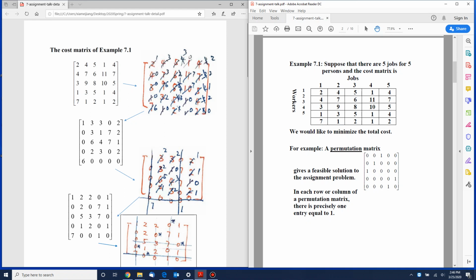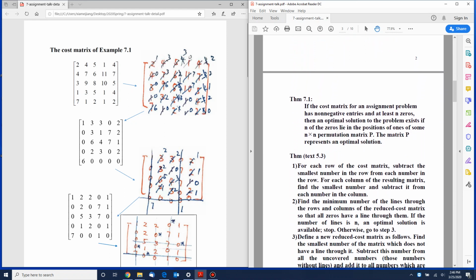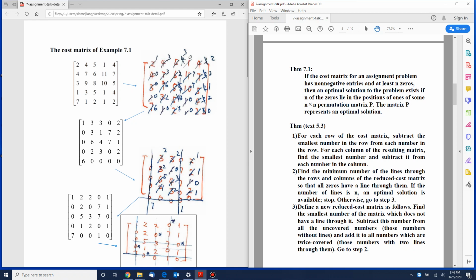Okay, so now for this one, in example 7.5, I wrote the cost table as a matrix, a 5 by 5 matrix, on the left. And what we do is work on this cost matrix as follows, following the theorem in the text 5.3.